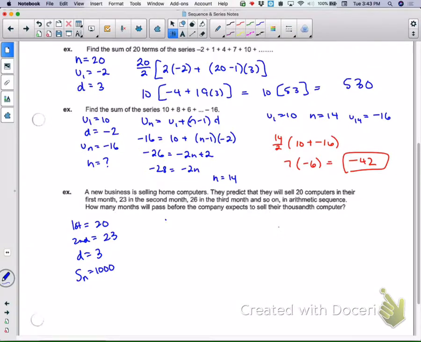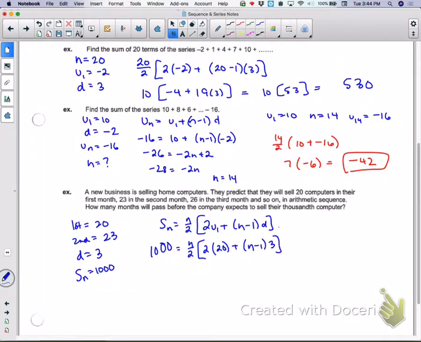So let me write this down again here where we can see it. S sub n equals n over 2 times (2 U sub 1 plus n minus 1 D). Okay, so n is, I don't know, but I know that S sub n is 1,000. So 1,000 equals n over 2 times (2 times U sub 1, that's 20, plus n minus 1 times D), where D is 3.